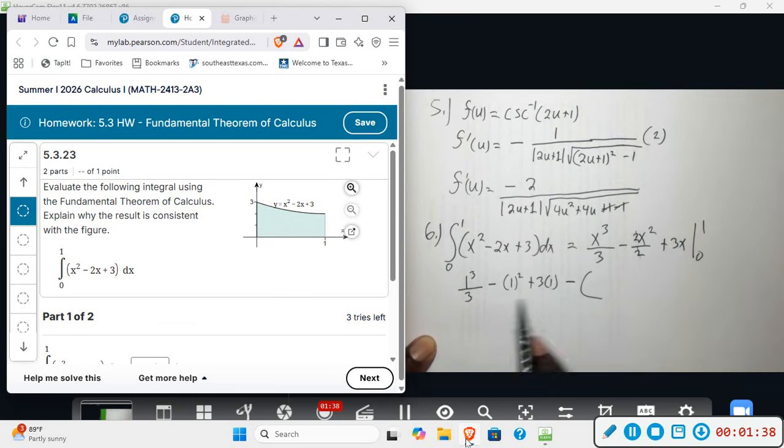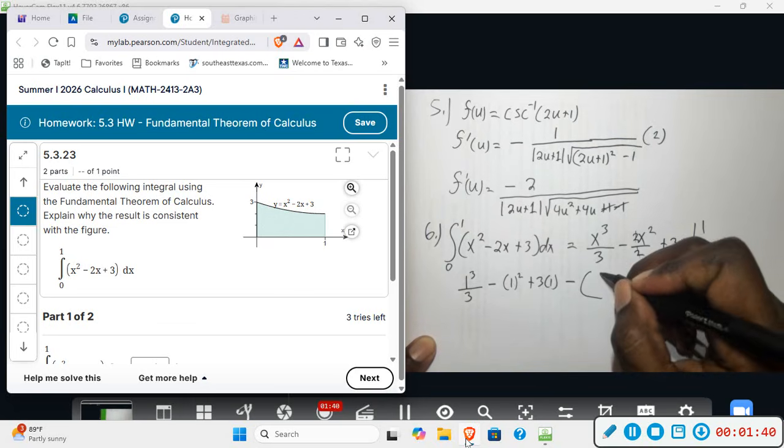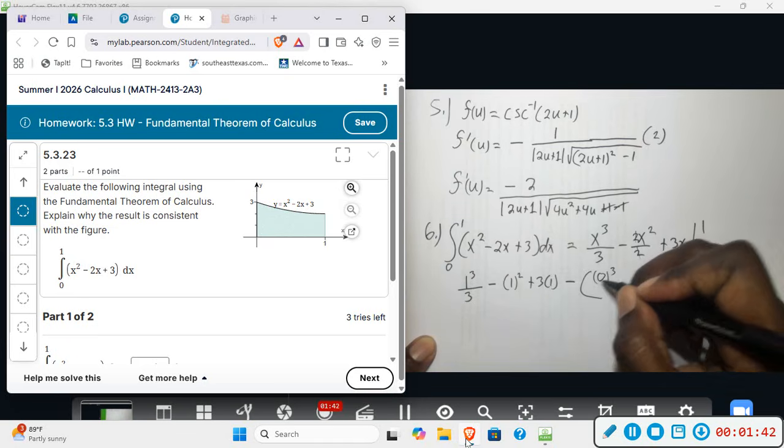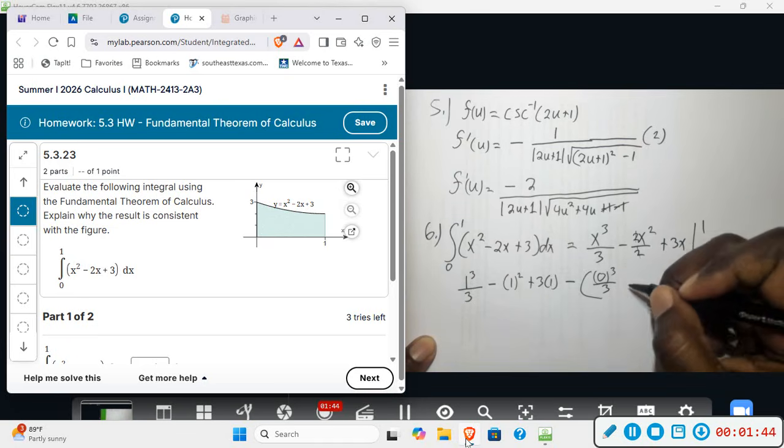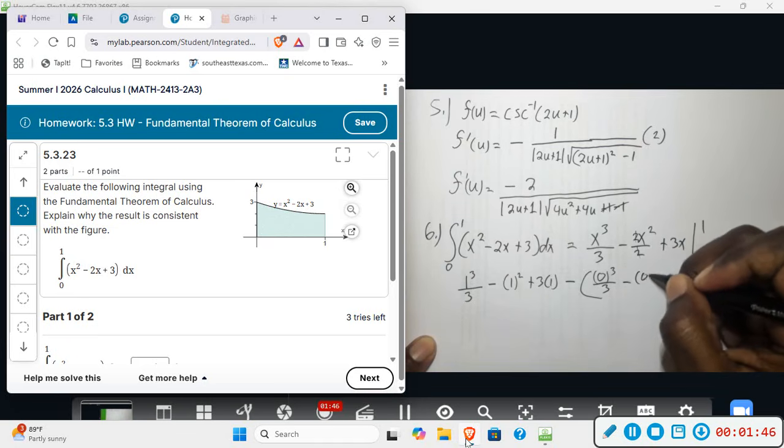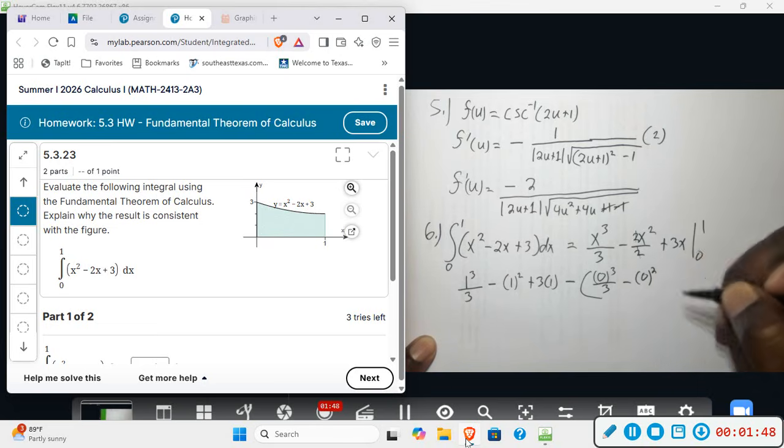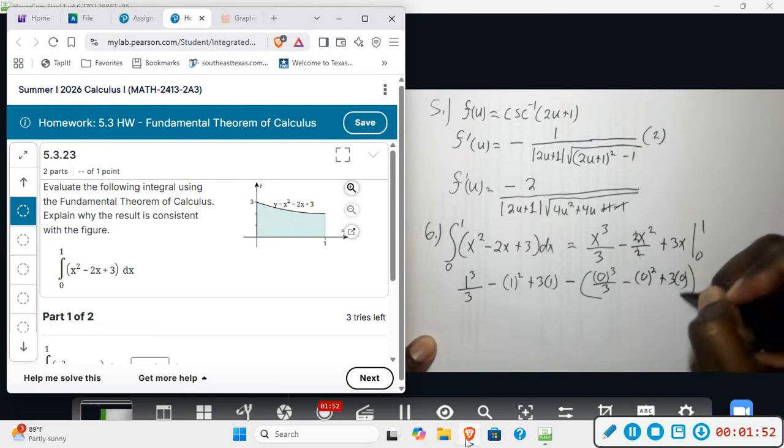So same thing, plugging in a 0. That will just go to 0 minus 0 squared. That will just go to 0 plus 3 times 0. That will also go to 0. So this whole backside zeroes out.